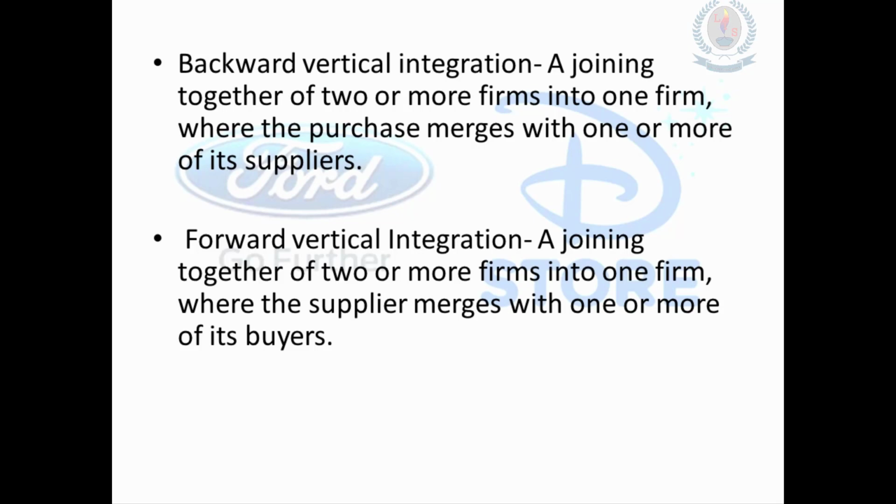And an example of backward integration is Ford. Ford Motor Company created subsidiaries that provided key inputs to vehicles such as rubber, glass and metal. This approach ensured that Ford would not be hurt by suppliers holding out for higher prices or providing materials of inferior quality.